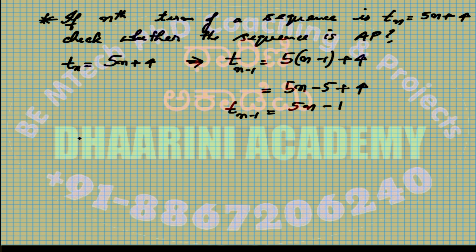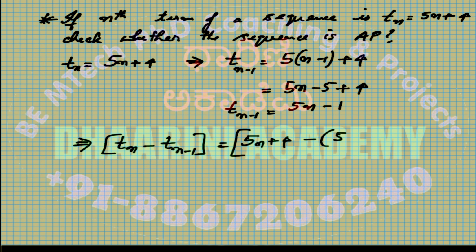So I just have to calculate Tn minus Tn minus 1. Tn is 5n plus 4, that's the first term, minus the second term, that is 5n minus 1. So expanding, 5n plus 4 minus 5n plus 1. So 5n minus 5n cancels, and we can see that this is equal to 5.